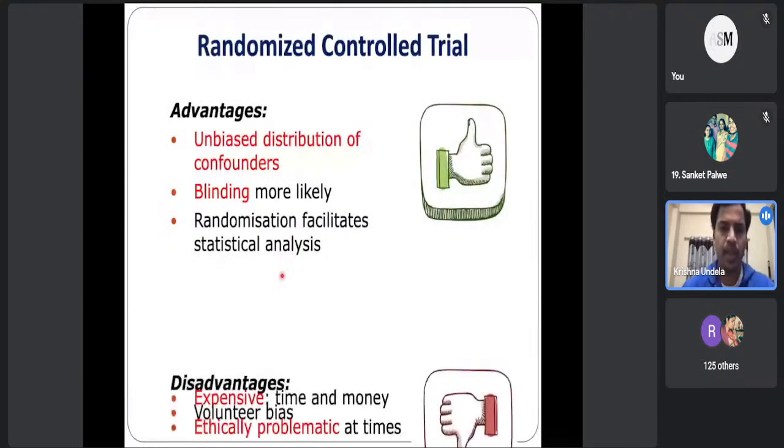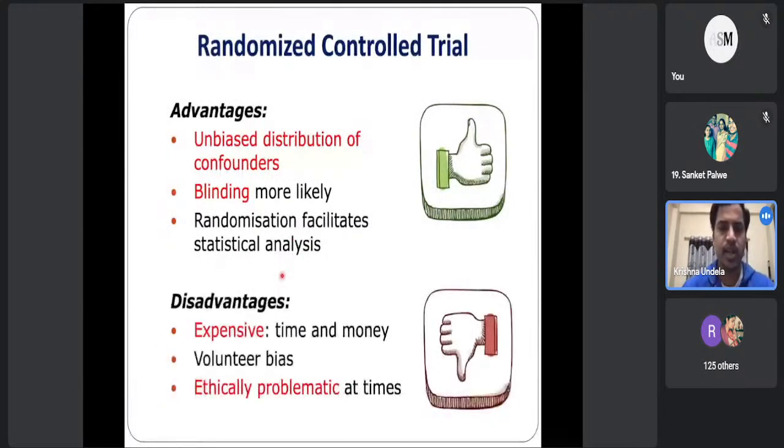And the disadvantages are that it is more expensive than any other study design we discussed previously, because it consumes more time and money and energy, everything. And sometimes we can expect some volunteer bias. Many volunteers will be involved in the study, and if anyone makes a mistake, there may be some biases in the results. Okay, some volunteer bias we can expect, and sometimes it is ethically problematic.